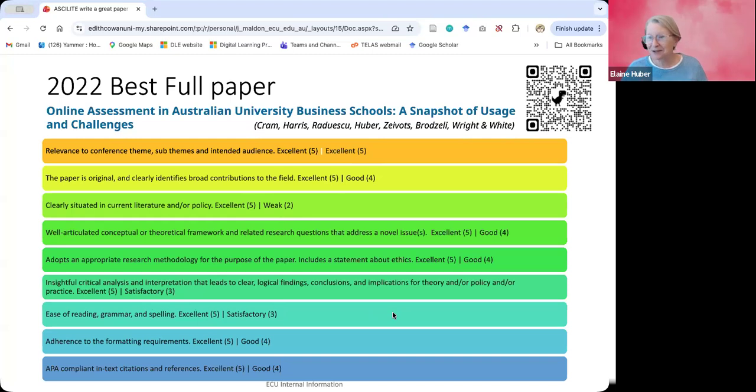So this is an example of a paper that won the best paper award that year. It wasn't all perfect. There was definitely good feedback that we got from the reviewer that we then went back and updated.